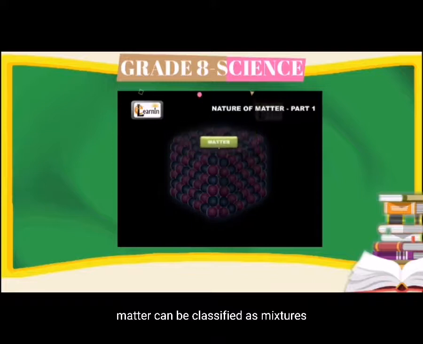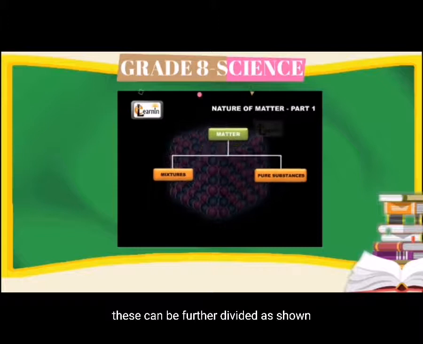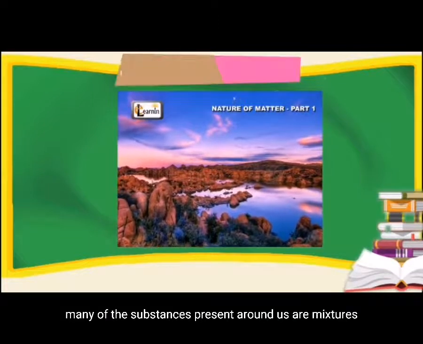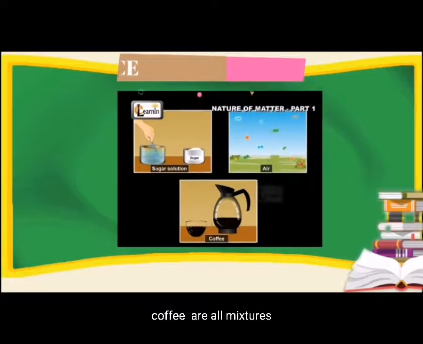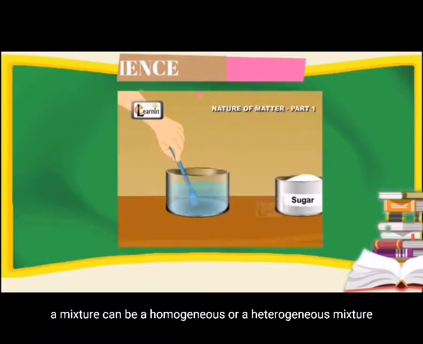solid. At the microscopic or bulk level, matter can be classified as mixtures or pure substances. This can be further divided as shown. Mixtures are of two types: homogeneous mixture and heterogeneous mixture. Many of the substances present around us are mixtures. Sugar solution, air, and coffee are all mixtures. A mixture can be a homogeneous or heterogeneous mixture.